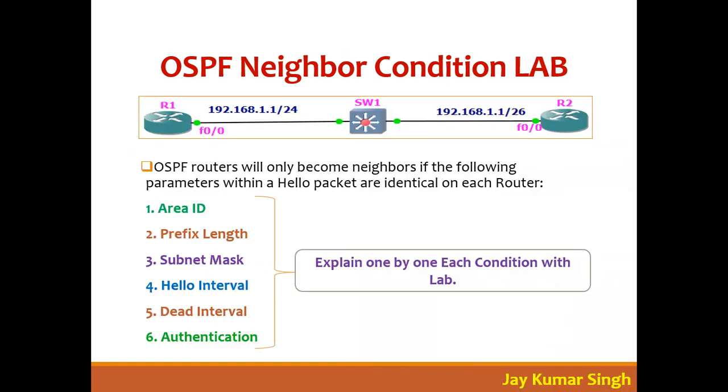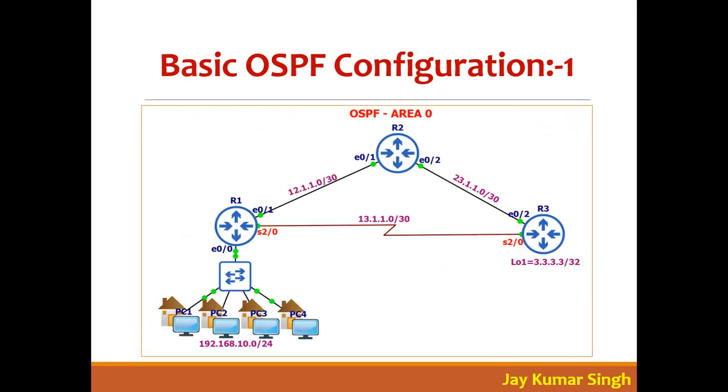So, OSPF neighbor conditions. As I told you, the OSPF router ID must be unique, the prefix must be the same, the subnet must be the same, and hello, dead, and authentication must all be the same. This lab we will do when we complete OSPF. At least we should know the basic configuration of OSPF. Now we will be working with OSPF configuration 1.